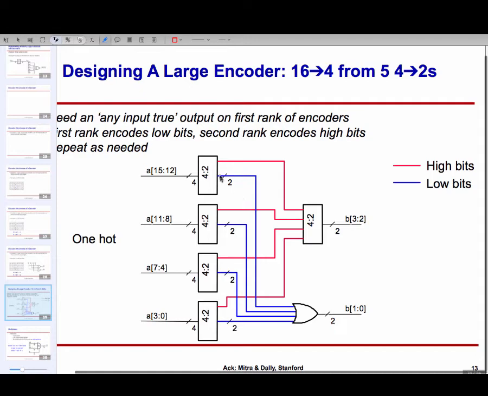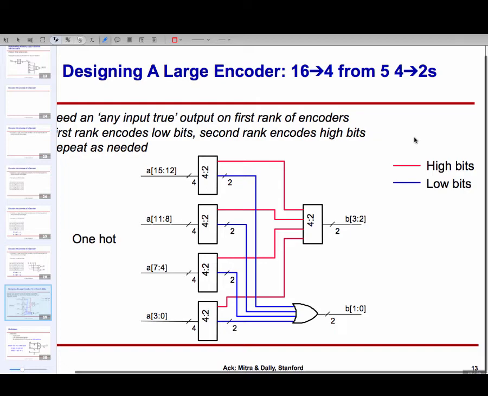Now, remember, we said that the encoders must see a one hot coded input, and my 16-bit input is one hot coded. Do you think each one of these 4 encoders will see a one hot coded input? No. Why not? Some of them will see all zeros, 0, 0, 0, 0. There will never be 1, 1.